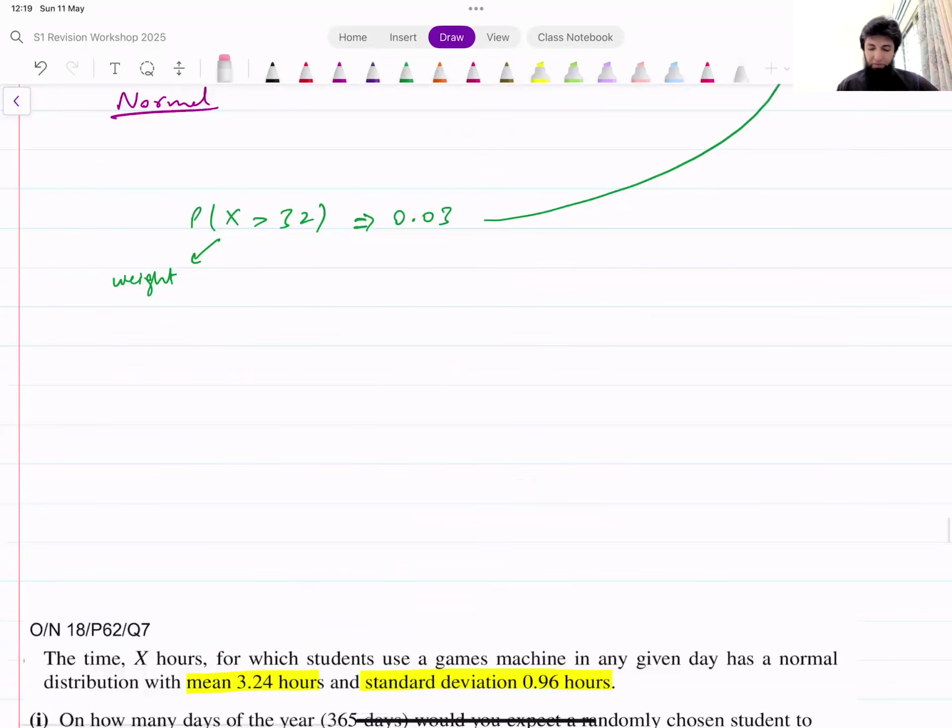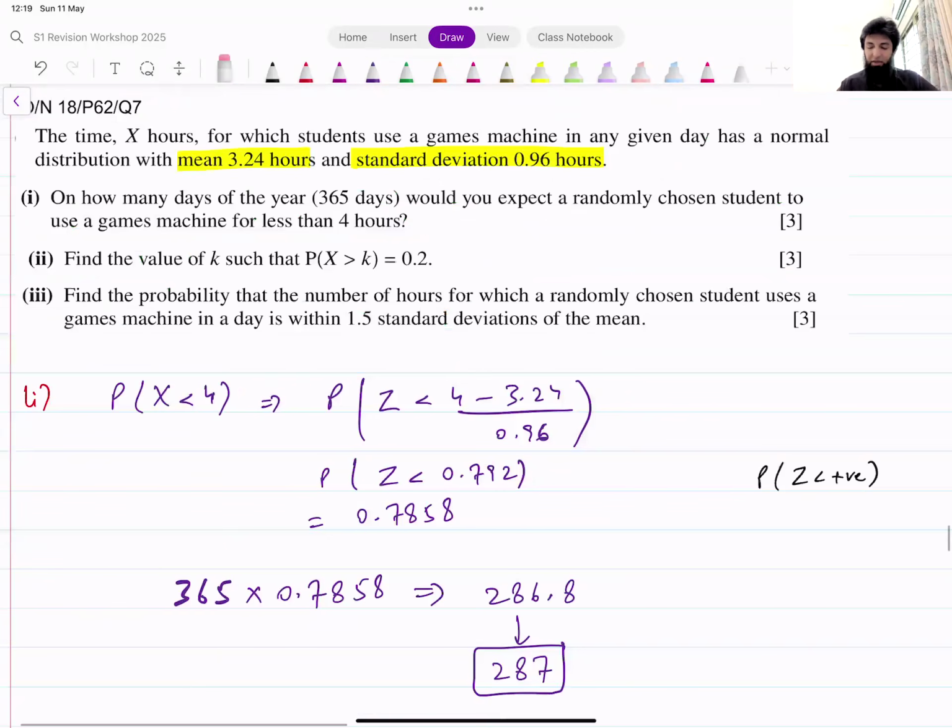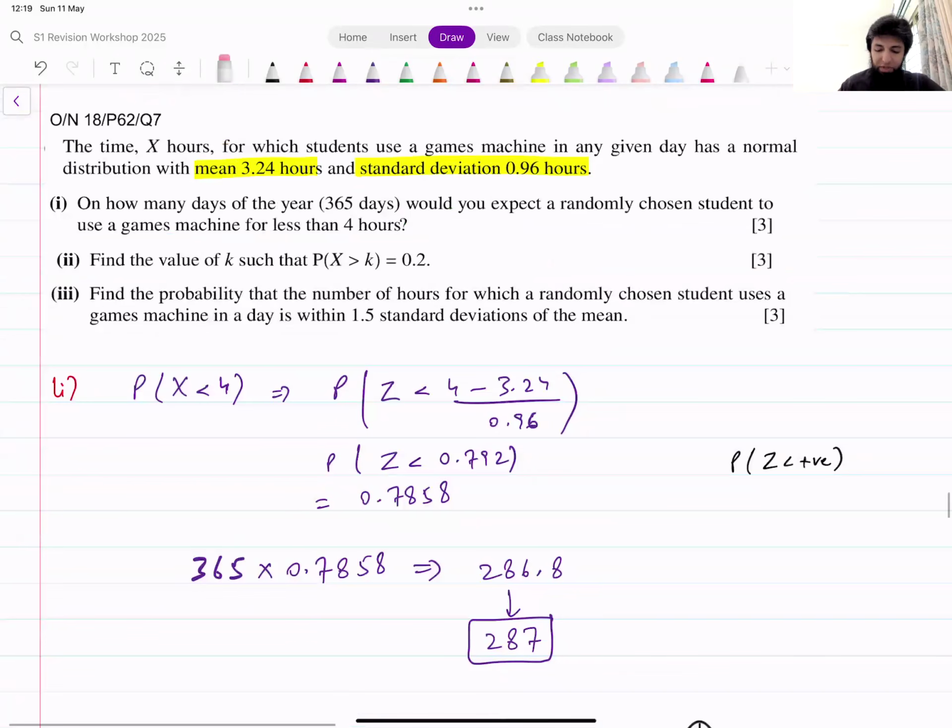The time x hours for which students use a games machine on any given day is normally distributed with this mean and standard deviation. On how many days of the year would you expect a randomly chosen student to use the game machine for less than 4 hours? Find the probability for one student that he uses it for less than 4 hours, and then multiply that by 365. So for one student, it's this. Using simple normal distribution, multiply that by 365, you get this. And then you round that off to an integer. Rounding that off is necessary, and that will give you the result.